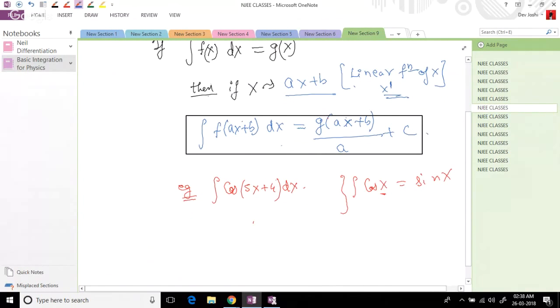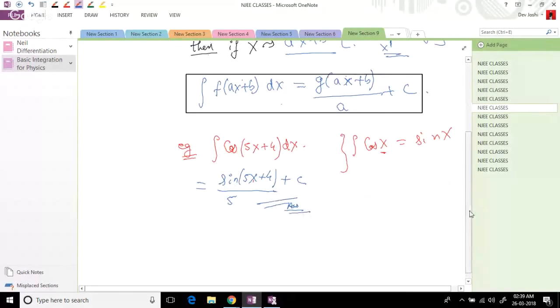So what is the trick? It is simply equal to g(ax + b), that is sin x, since we are having the integration of cos. The integral of cos(5x + 4) is going to be sin(5x + 4), divided by the coefficient of x. What is the coefficient of x? It is 5, plus c. This is the final answer.